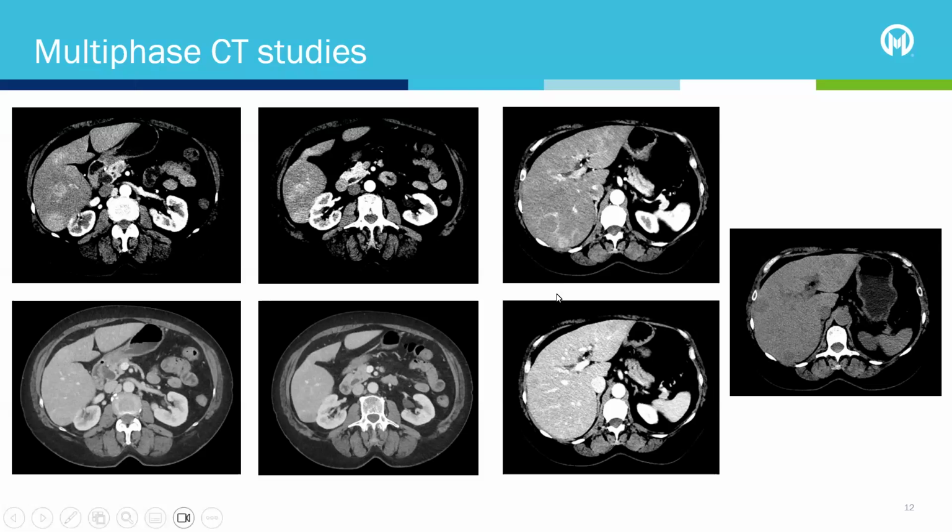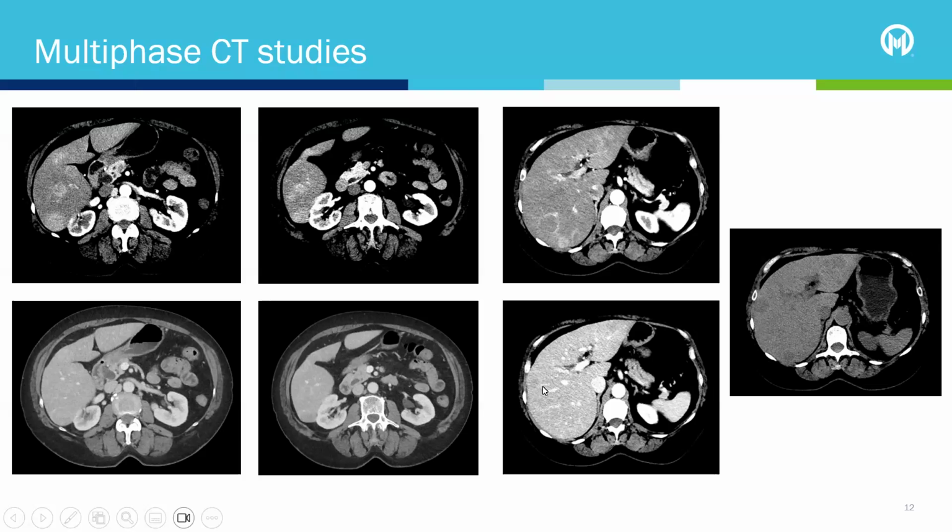And then this is an example of why the multi-phase is important. So, not just getting arterial phase, but sometimes you see things the best in the portal venous phase. So here, this is the same patient at a different time point. You can see there's a little tumor right here. We see it pretty well in both phases, but definitely better in the arterial phase.